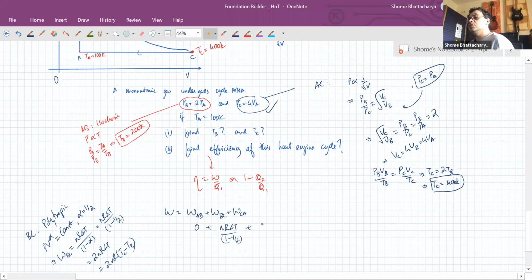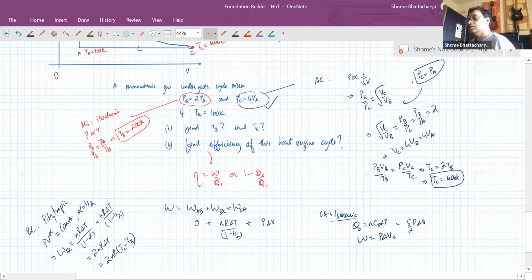Whereas work done in the process CA will be P delta V, because it is an isobaric process. CA is isobaric. So Q is NCP delta T and W is P delta V, or that is the same thing as NR delta T.